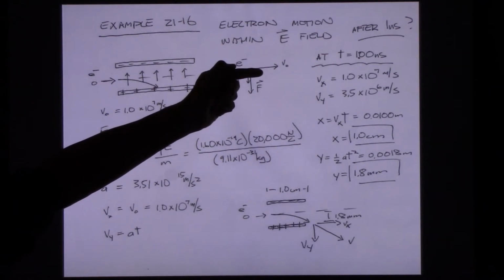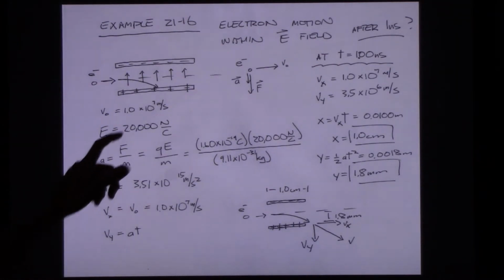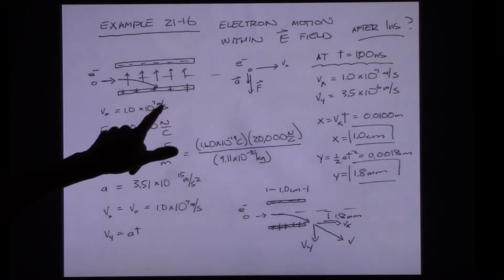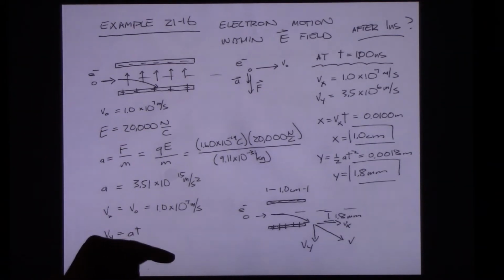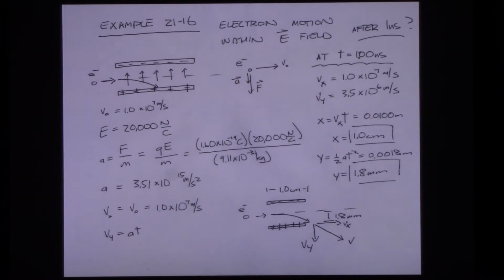Remember, there's an initial velocity of 1.0 times 10 to the 7th meters per second in the x direction, and that's going to be maintained. And so I went through and calculated the downwards acceleration. The velocity in the x direction is just going to be 1 times 10 to the 7th meters per second. Velocity in the y direction will increase with time. So I was kind of curious. I always add things on these problems. I wondered what would happen once a little time had gone by.